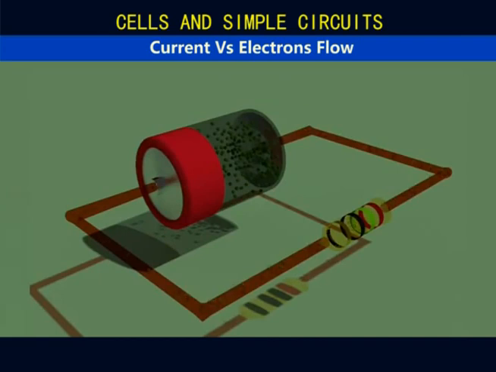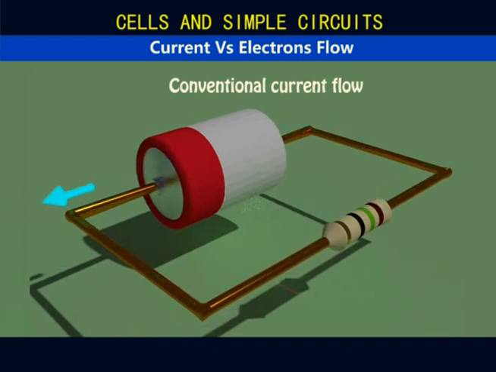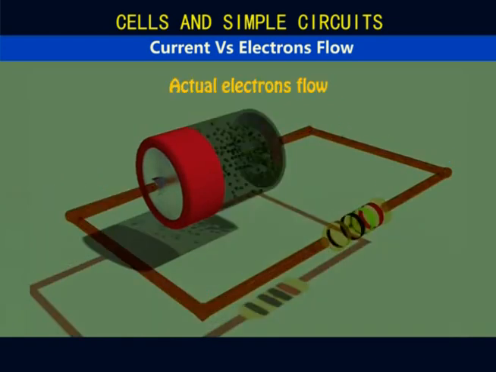However, back in the early days when scientists were still figuring out the basics of electricity, they did not know whether it was the protons or the electrons that were flowing. So they made an arbitrary decision that current was flowing from the positive to the negative terminal. This is the conventional current flow. However, this conventional current flow turned out to be wrong in the later years, because we now know that it is electrons that flow, and they flow from the negative to the positive terminal.